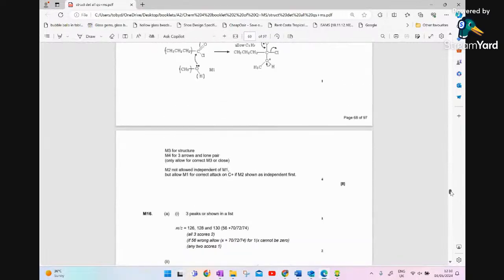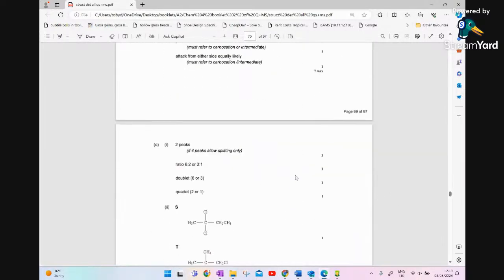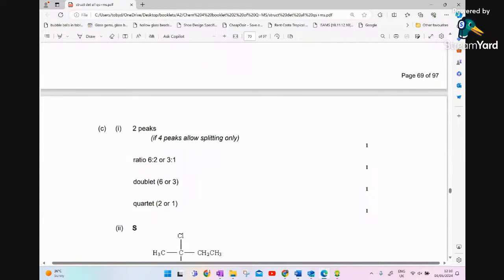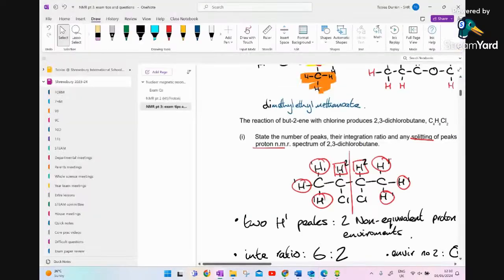16C. There we go, I was right. So the ratios are 6:2 or 3:1. Two peaks, a doublet and a quartet. Cool, so they actually wanted the quartet. I was correct to switch it.